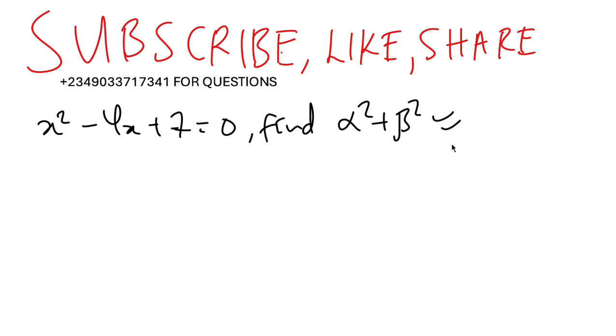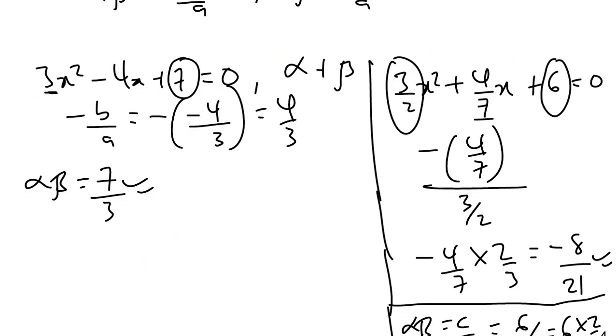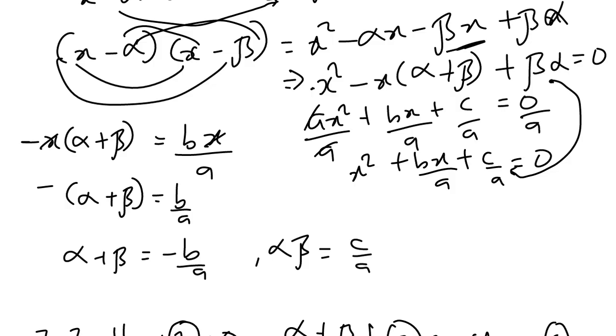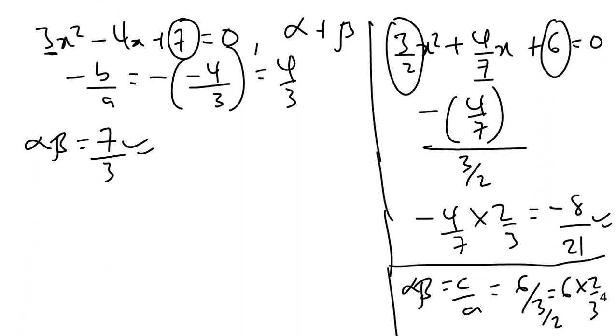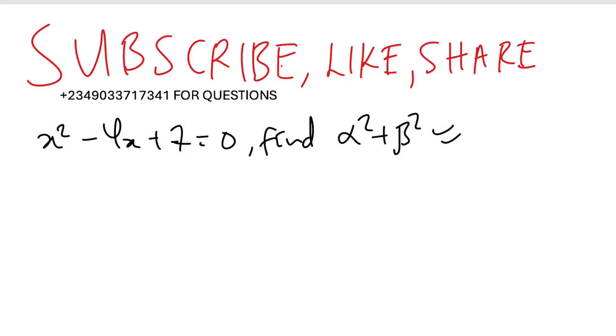So what you do about this is that you know that from the general form we looked at when we were trying to derive negative b over a and c over a, right? You can see that we cannot comfortably get the value of alpha squared plus beta squared, right? So the best way to do it is to simplify it or change the form of alpha squared plus beta squared such that it will be in terms of alpha plus beta and alpha beta, because once we can get these two values, the work is done.